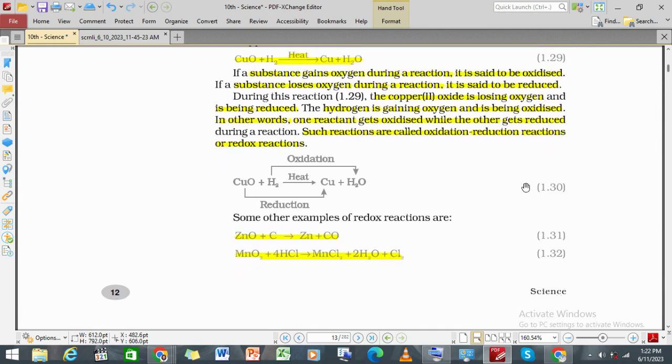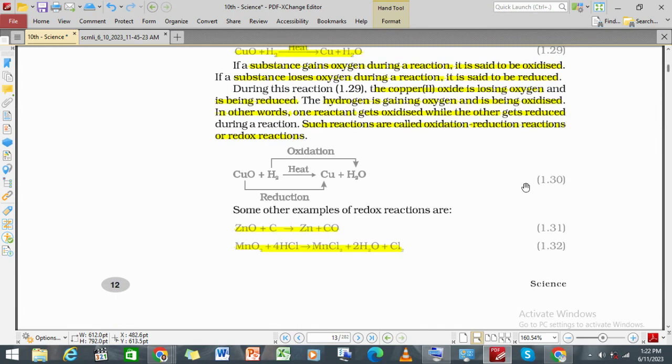Now the hydrogen is gaining oxygen and is being oxidized. In other words, one reactant gets oxidized while the other gets reduced during a reaction, and such a reaction is known as an oxidation-reduction reaction, or the redox reaction. That means oxidation and reduction are taking place simultaneously. This is known as a redox reaction or the oxidation-reduction reaction.